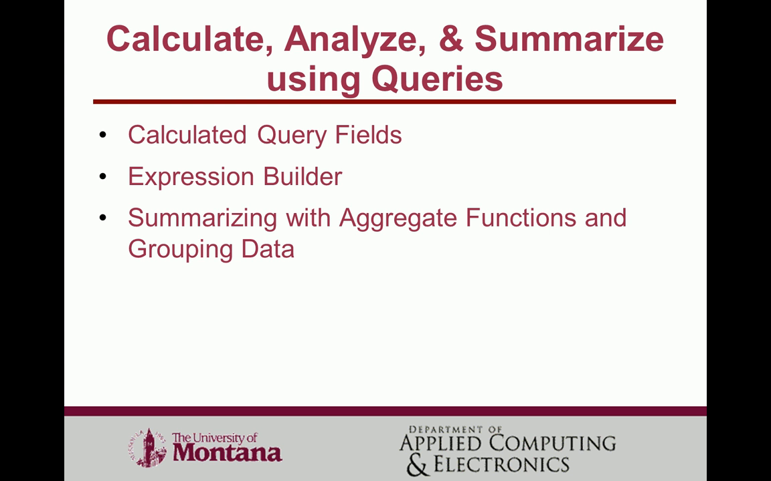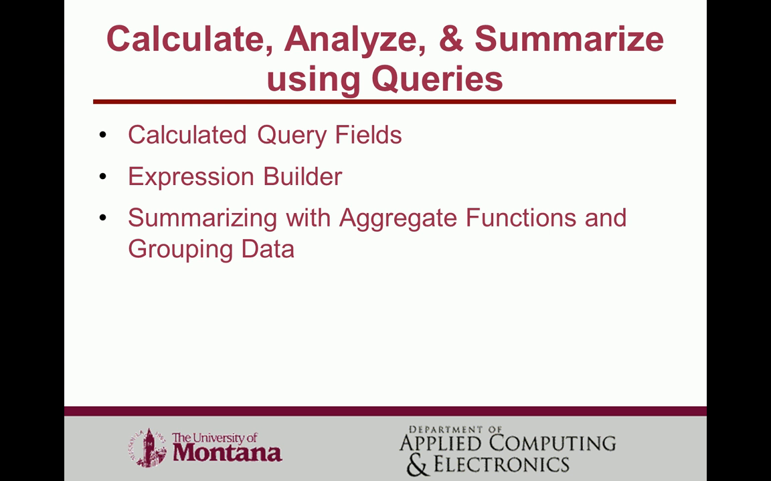And so to calculate, analyze, and summarize data, we use a query in Access and all the flexibility of functions and formulas that we have in Microsoft Access. We actually have them, or excuse me, in Microsoft Excel. We also have them in Microsoft Access, but we need to use a different tool. And so instead of summarizing directly in our table, we write a query. And with the query, we can create calculated query fields, which I'll go over first.